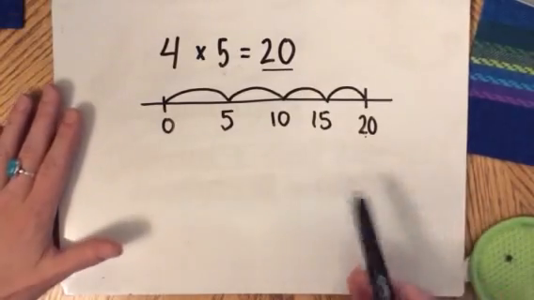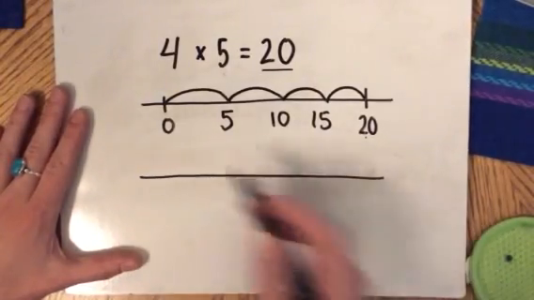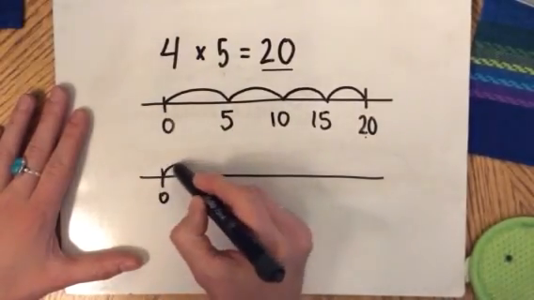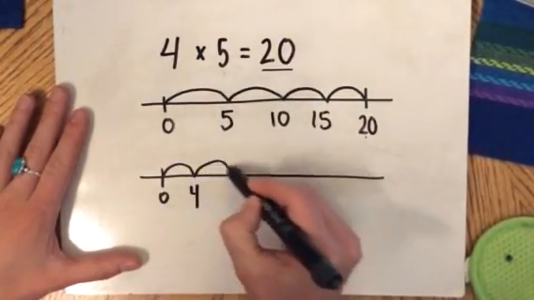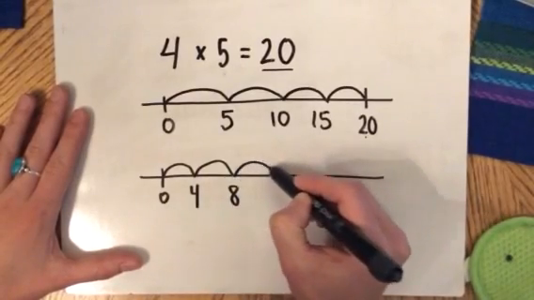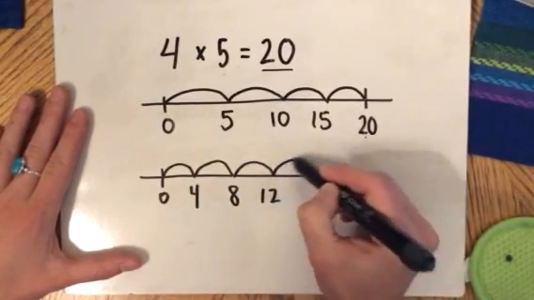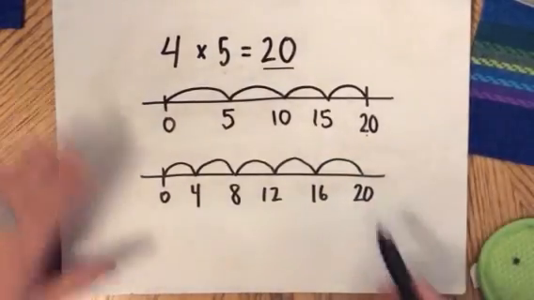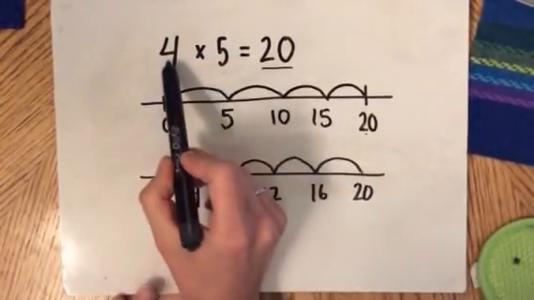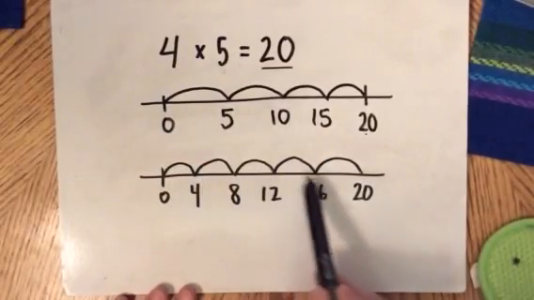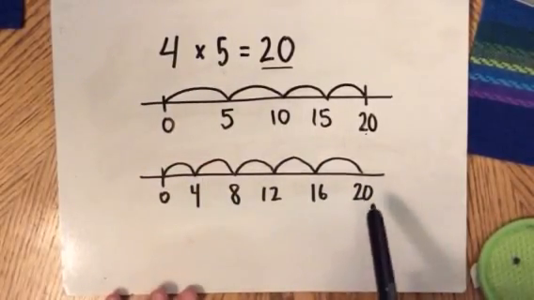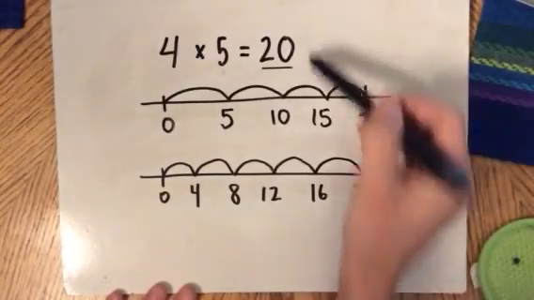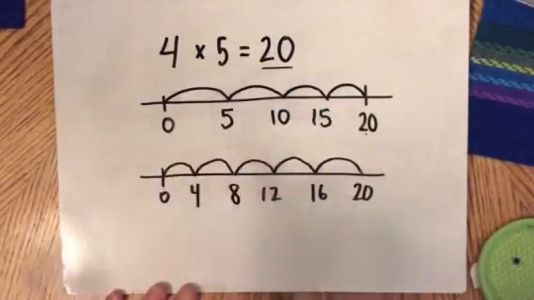Let's see if 20 is also a multiple of 4. Starting at 0, I'm going to skip count by 4s 5 times. 4, 8, 8 plus another 4, 12, 16, and 20. So this shows us that 20 is a multiple of 4 because I can skip count by 4s 5 times and I will land on 20. And it is also a multiple of 5. So a multiple of a number, think multiplication.